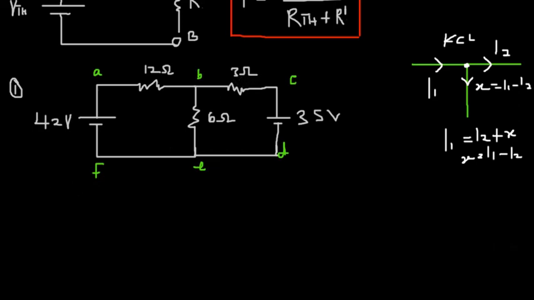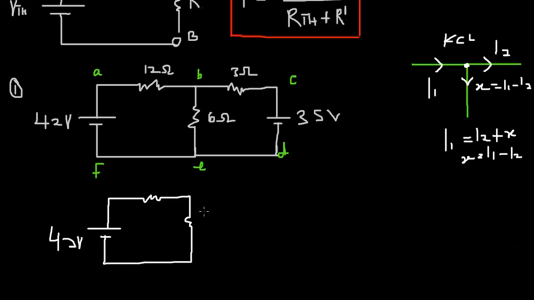All you have to do is just redraw this circuit. So we have this, and then we have this. Once you remove this, you label this A and B. So that's the first method: you remove this, and then you insert this. So you have 35 volts.